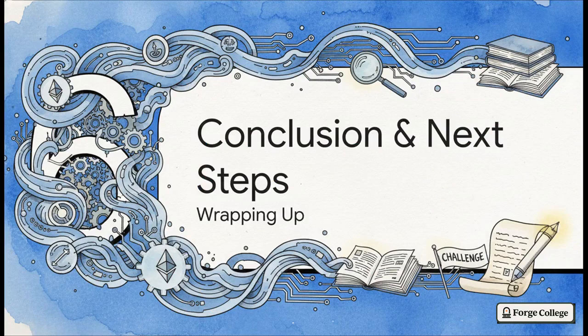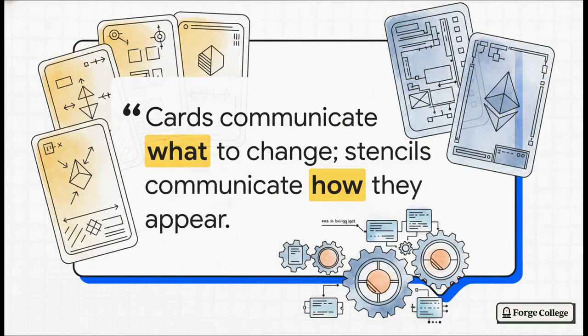Almost done. Section 6, conclusion and next steps. I really love this quote from the source material. These artifacts convert analytical insight into reusable building blocks. Cards communicate what to change and why. Stencils communicate how those changes appear. By transforming raw EVM bottlenecks into these standard modules, you're basically ensuring that future maintainers can easily understand, validate, and actually build upon your architectural blueprints. You are finally thinking like a true systems engineer.